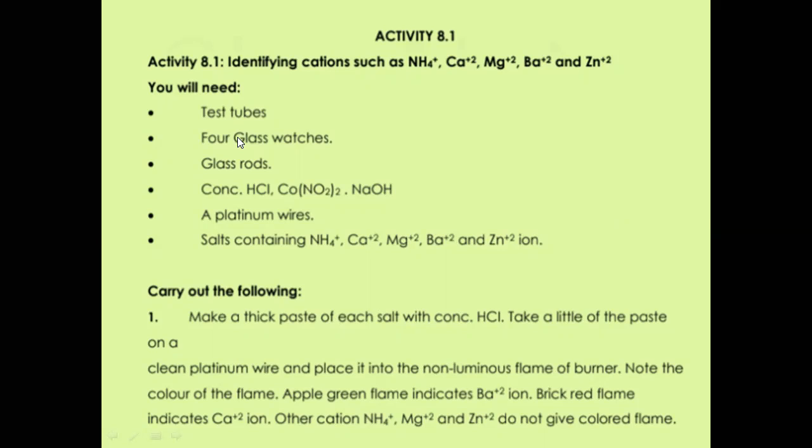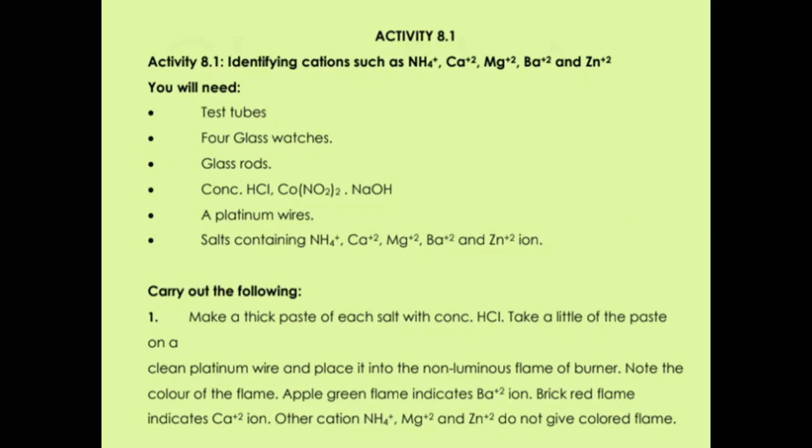The first activity is that we have to identify the radical or the salt. We know that each salt is composed of two radicals, cations and anions. The cations are called basic radicals and anions are called acidic radicals. We have to identify the salt.